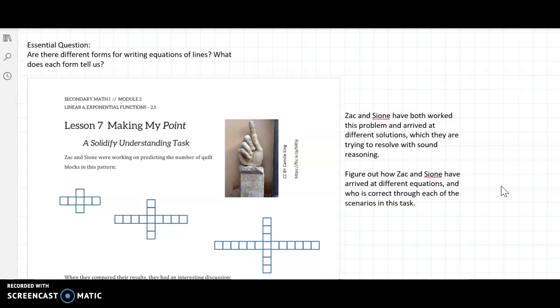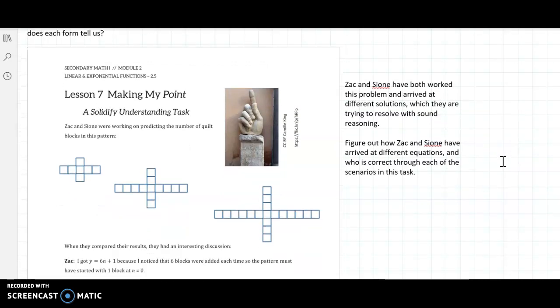In Task 7, we're going to be exploring how Zach and Sion wrote different equations to represent the same problem. They have arrived at different solutions, and they're trying to resolve their differences with some reasoning. Your job is to figure out how Zach and Sion have arrived at different equations, and who is correct through each of the scenarios in this task.